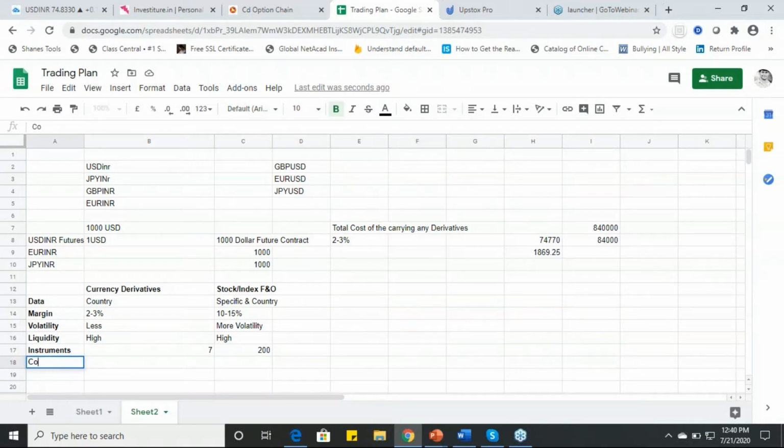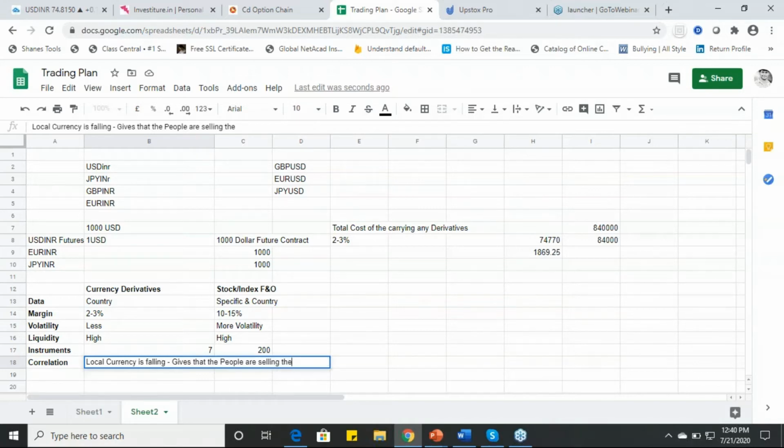As far as correlations are concerned, it is one of the best ways of analyzing the market. Wherever the local currency is falling, it gives the signal that people are selling the rupee or buying for investing in foreign currencies.